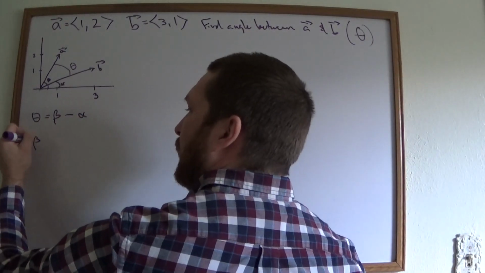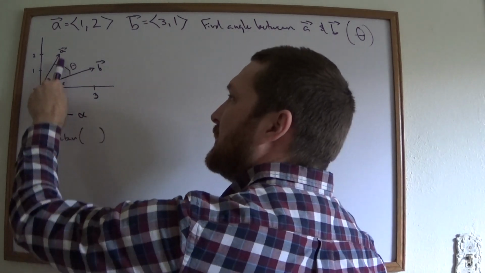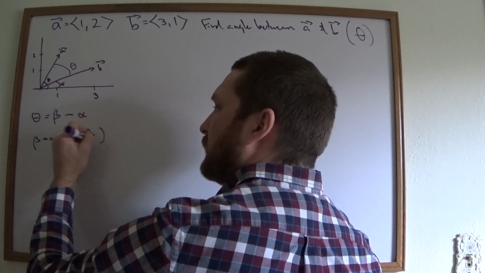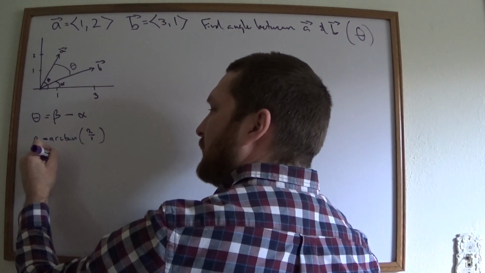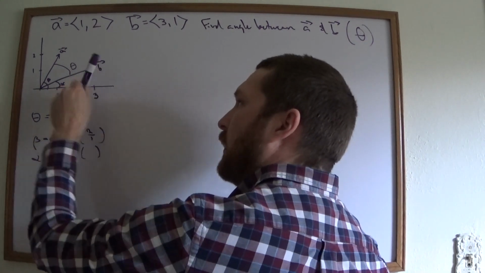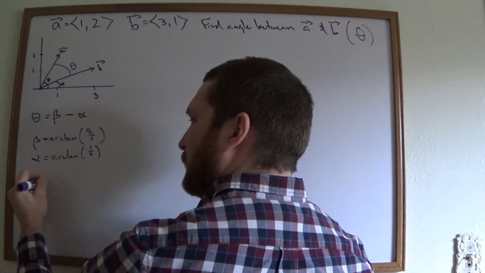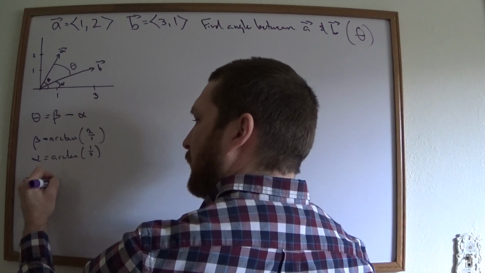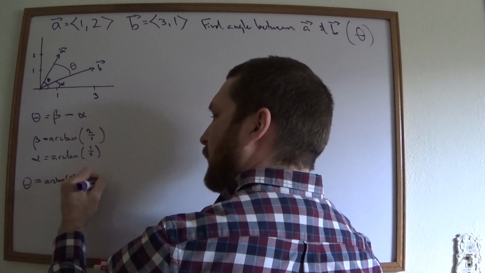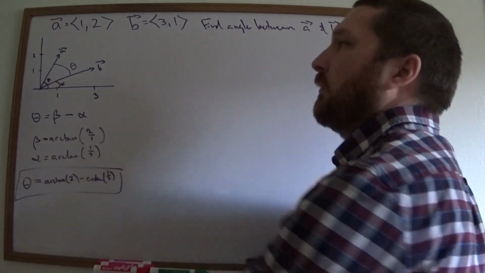Now beta would be arctan of, let's see, this one's beta, so 2 over 1. Alpha would be arctan of 1 over 3. And so you could answer that theta is equal to arctan 2 minus arctan 1/3. And you would be absolutely 100% correct.